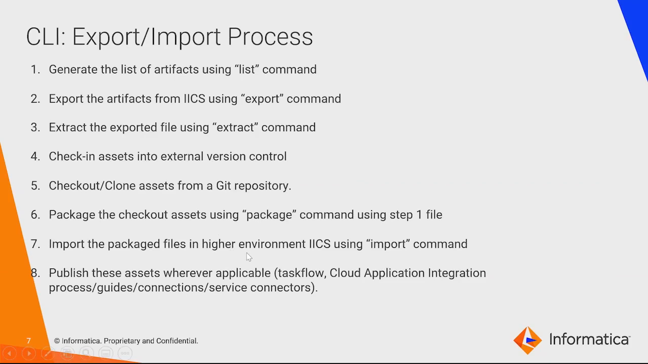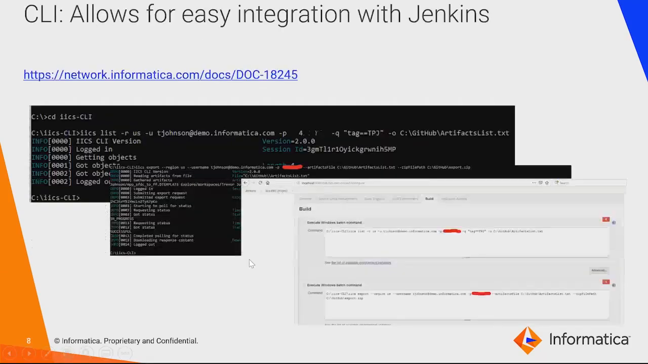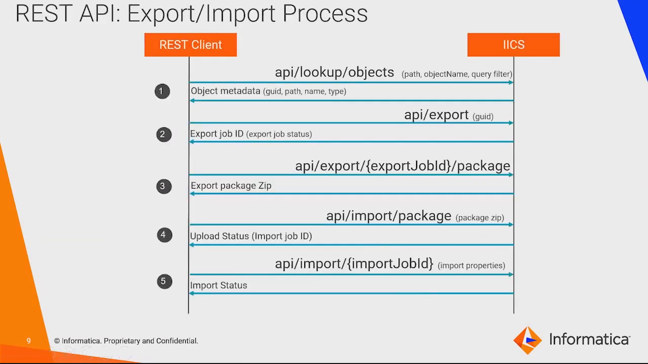So moving to the next slide. This talks about how easy it is to integrate with Jenkins. This is the kind of command that you would see in IICS for the CLI, and this is just a Jenkins snippet. Now we are going to talk about the second option of export and import using the REST API.